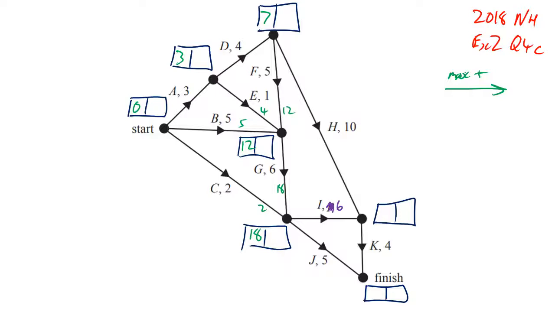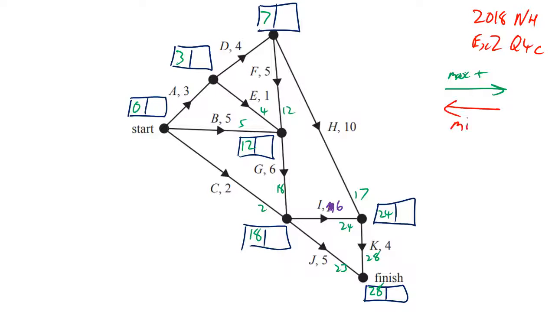Coming down from the top again, 7 plus 10 is 17. 18 plus 6 is 24. I choose the 24. Going down, 28. 18 plus 5 for the J is 23. So 23, 28, I choose 28. Should be fairly quick with that.